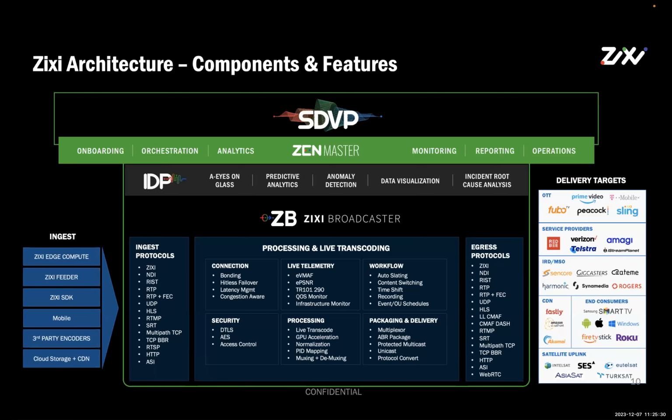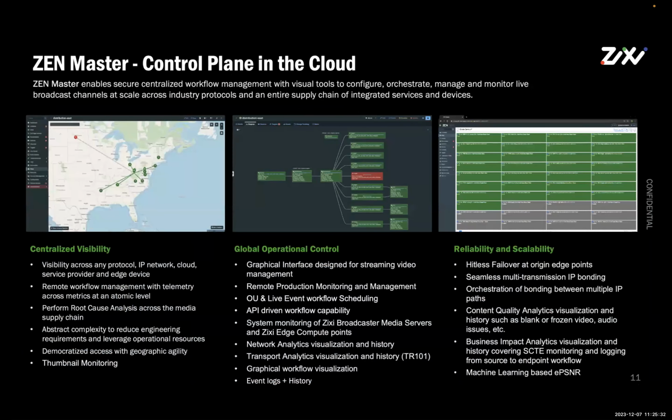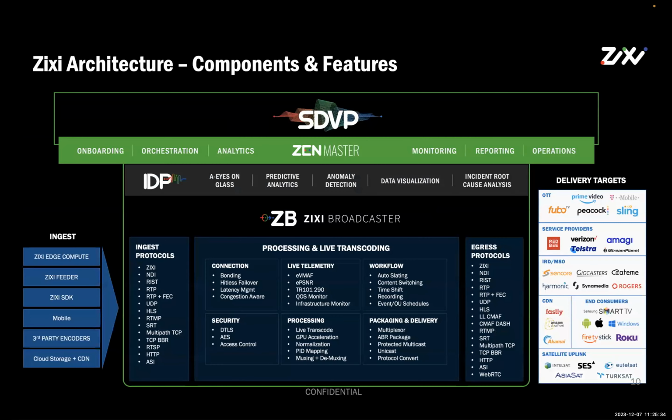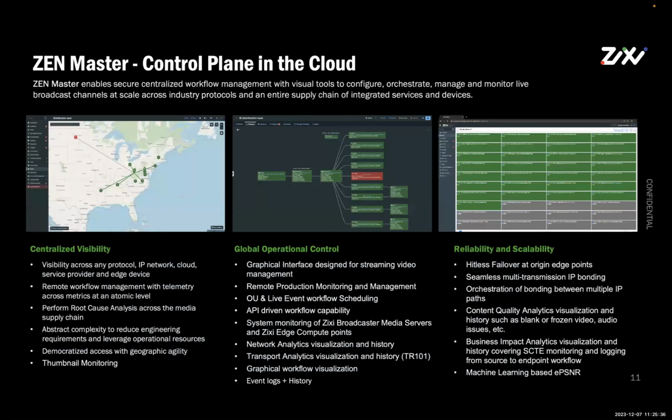Above all that, obviously, sits the Zen Master orchestration layer. So what is Zen Master? Zen Master is a single pane of glass in the cloud that provides central visibility, global operation and control, and reliability and scalability. So what does this mean?